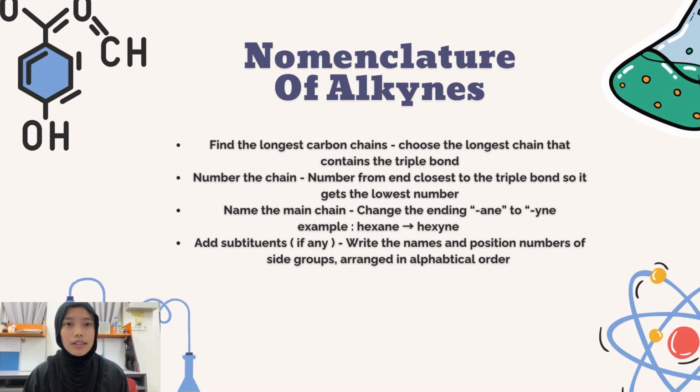Okay, so now let's look at how to name alkynes. The naming is actually so simple. We find the longest carbon chain that contains the triple bond. Then we replace the ending "-ane" with "-yne". For example, if there are 2 carbons, it becomes ethyne. If there are 3 carbons, it becomes propyne. We also number the chain to show the position of the triple bond.